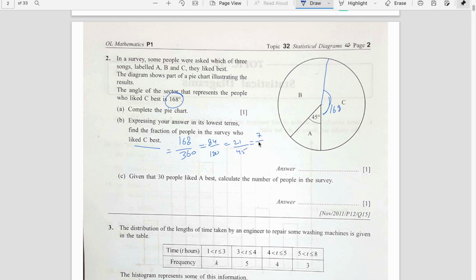3 sevens are 21 and 3 fifteens are 45. So 7 by 15 of the people like C. That is the C part.